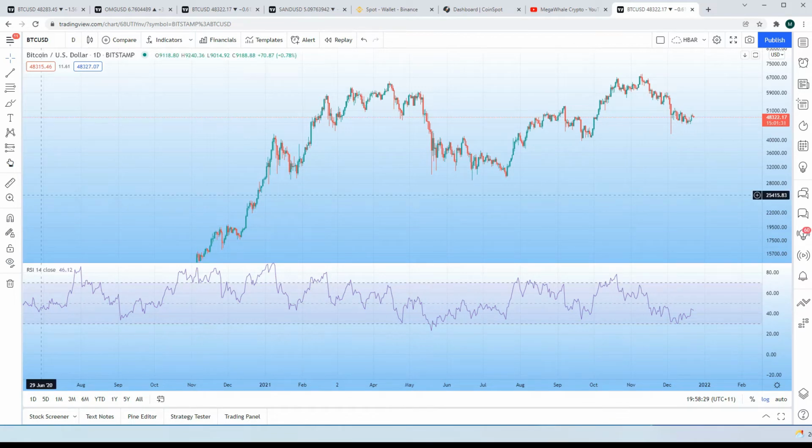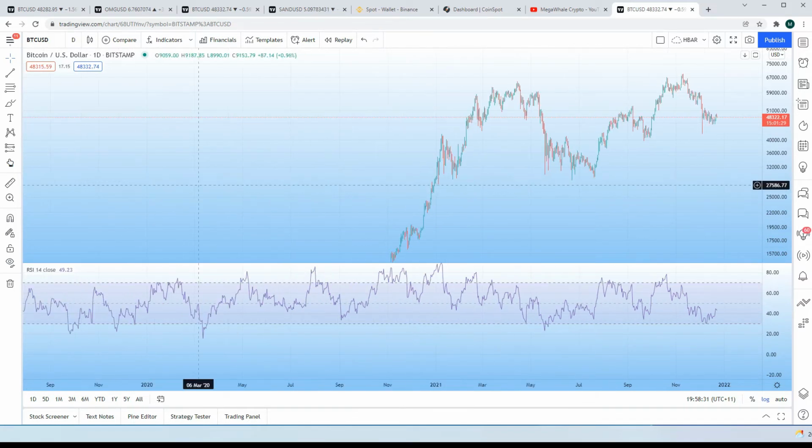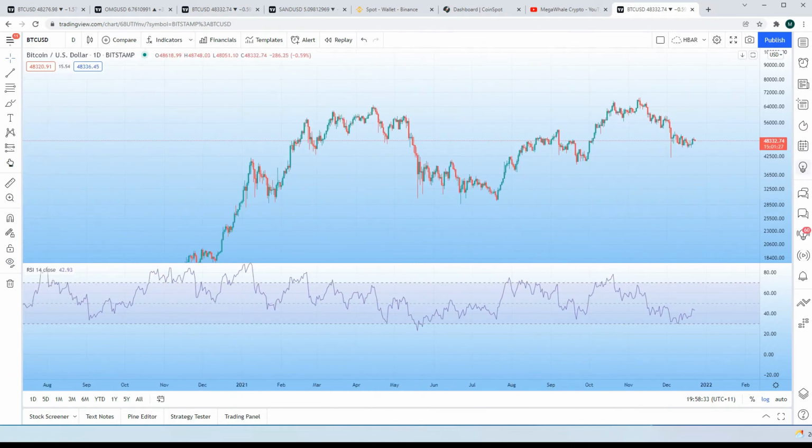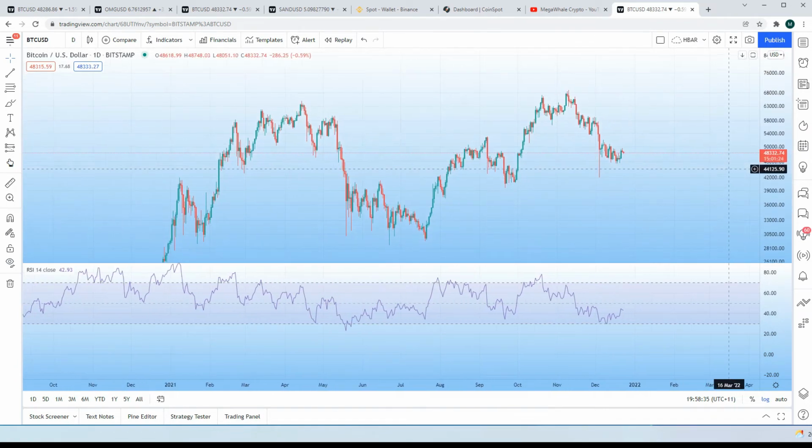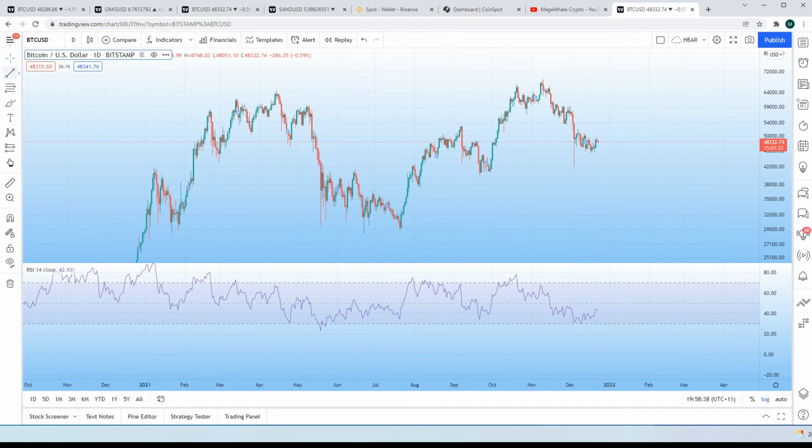So let's get into it. How do we use the RSI to trade? How do we use it to predict market movements, more importantly, which is what I use it for mainly? We use something called divergences.